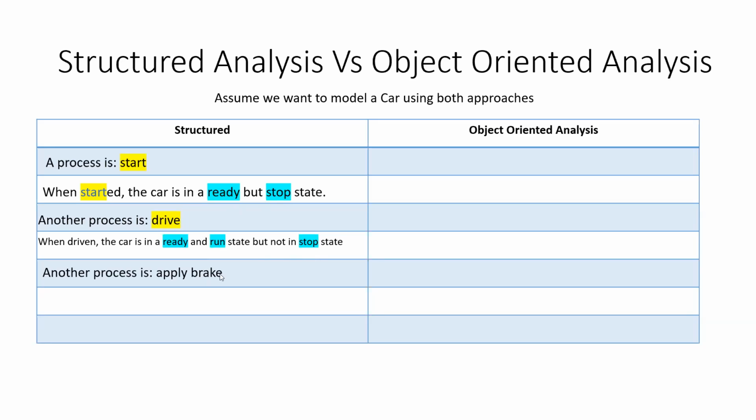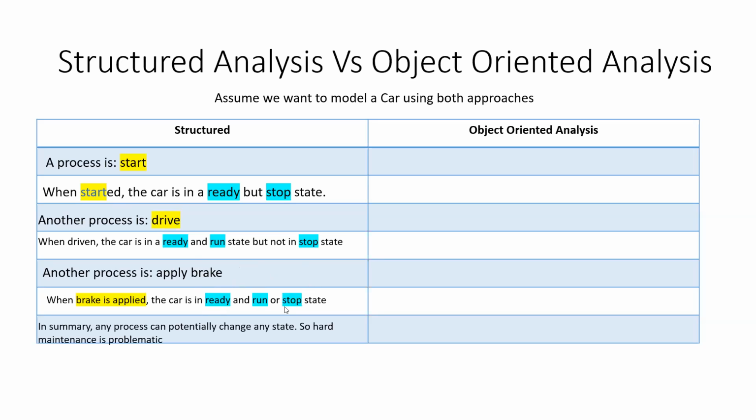Another process could be apply brakes. When a brake is applied, the car can move from some state to some other state. For example, it can be in a run state, and it can go to a ready state, or it can be in a stop state. So what we can see from all this is that potentially any process can change any state. When such a thing happens in software, we can think of this as a hard problem to maintain because we don't know which process has caused the change.